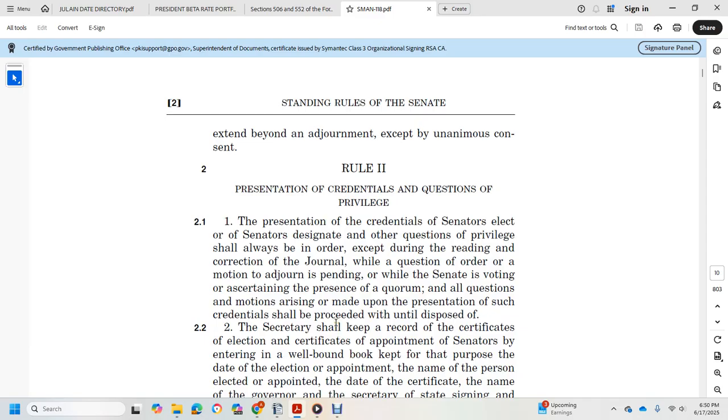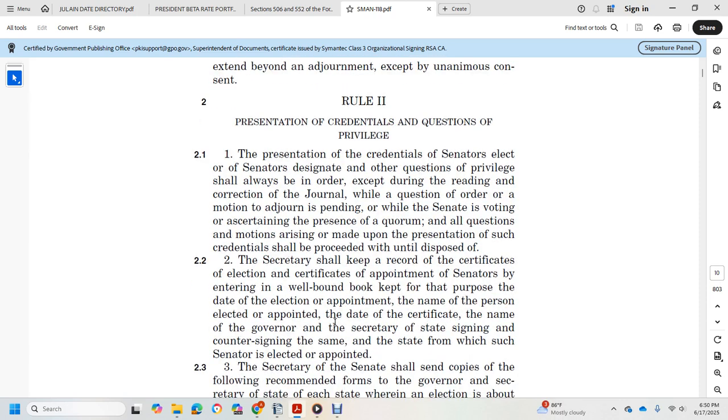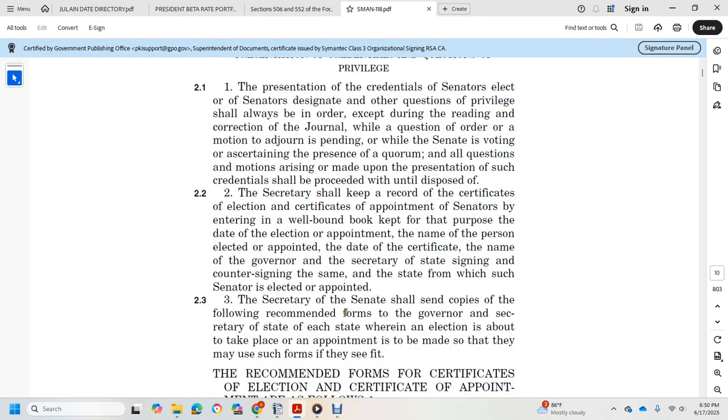The Secretary shall keep records of certificates of election and certificates of appointment of senators by entering in a well-bound book kept for the purpose the day of the election or appointment, the name of the person elected or appointed, the date of the certificate, the name of the governor and secretary of state signing and countersigning the same, and the state for which the senator was elected or appointed. The Secretary of the Senate shall send copies of the following recommended forms to the governor and secretary of state of each state wherein an election is about to take place or an appointment is to be made, so that they may use such forms if they see fit.